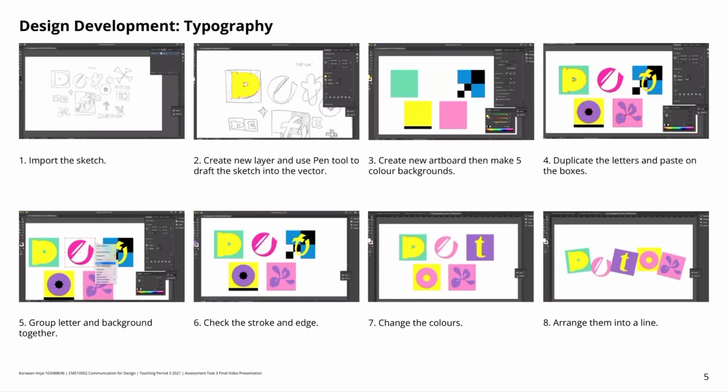Next, I duplicate the letters and paste them at the top of each box. Then, select all and group them together. Zoom out a little bit and check the overall work. After receiving some feedback, I changed some background colors and letter forms to be easier to read. And lastly, make them into a line.